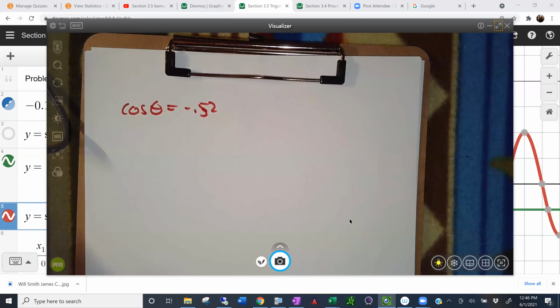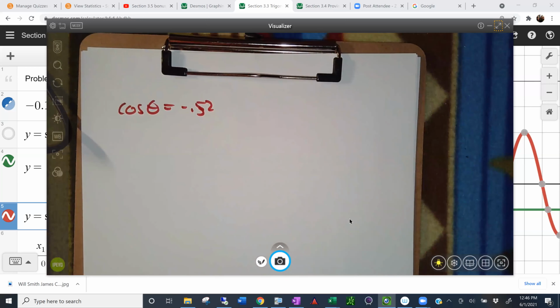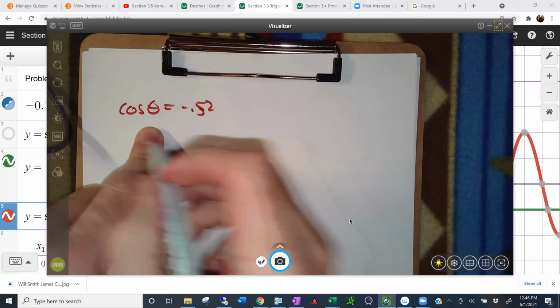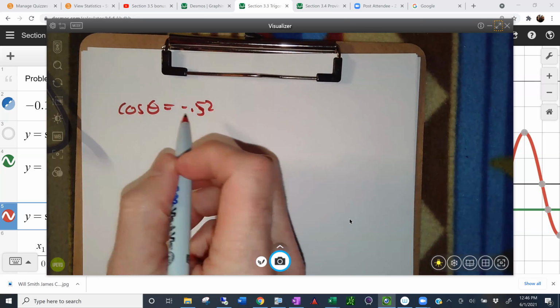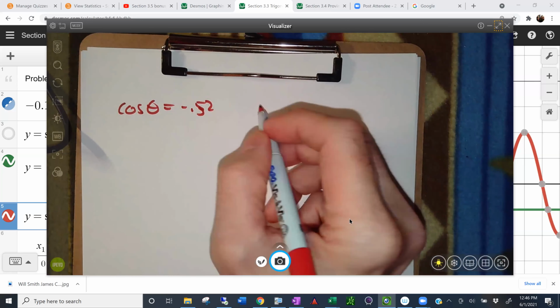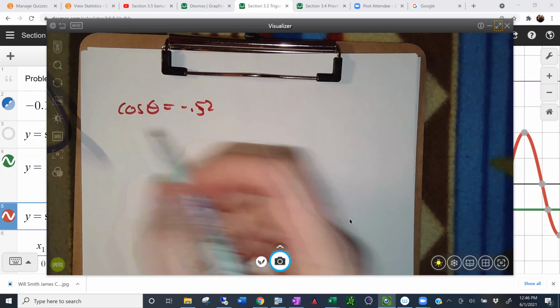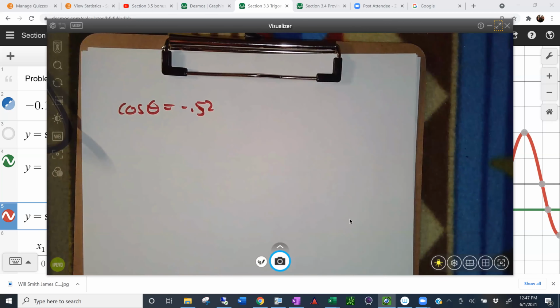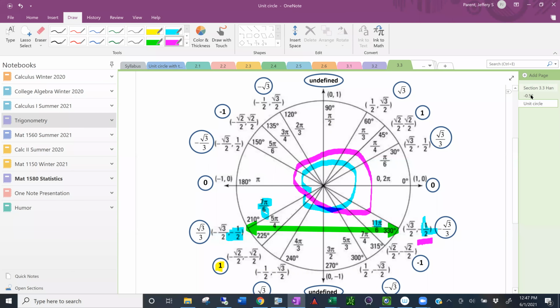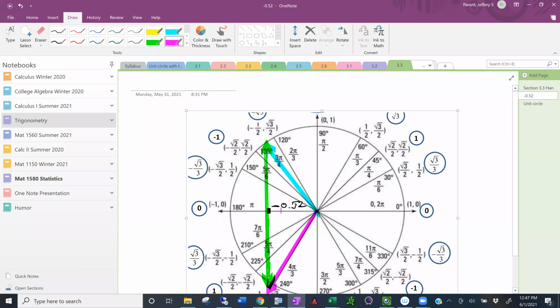So what you're looking for here is a value of theta such that the x coordinate is going to be negative 0.52. So where's that going to be? Let's take a look at the graph. And I believe this is on your handout. Negative 0.52 is about here. And if you keep an eye on things, there's two angles you're going to be looking for, this light blue one and this purple one.